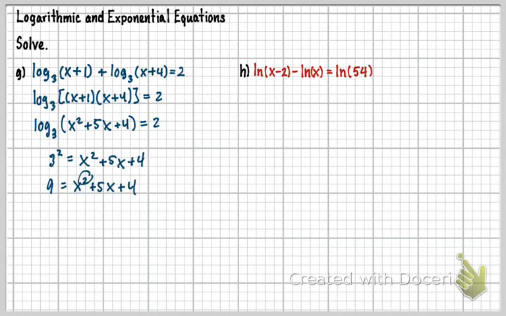Now once I see this squared here, that tells me right away that I have to get everything over to the same side. So I'm going to subtract the 9 from both sides here. So now I'm going to get x squared plus 5x minus 5 equals 0. So to find the solutions for this equation here, I'm going to use the quadratic formula. So that means a equals 1, b equals 5, and c equals negative 5.